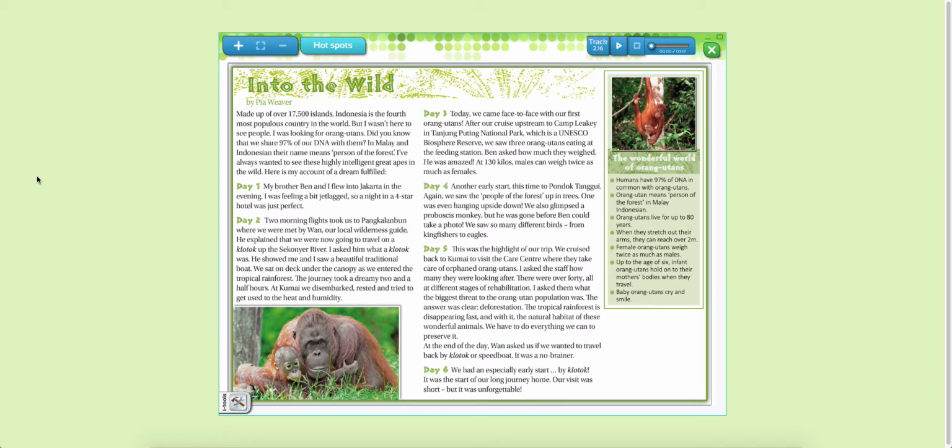At the end of the day, we were asked if we wanted to travel back in a klotok or speedboat, but it was a no-brainer. No brainer. So, what is a klotok? You have it in day 2. And Laura said it. What is a klotok? It's a traditional what? Is that travel? No, a traditional boat.